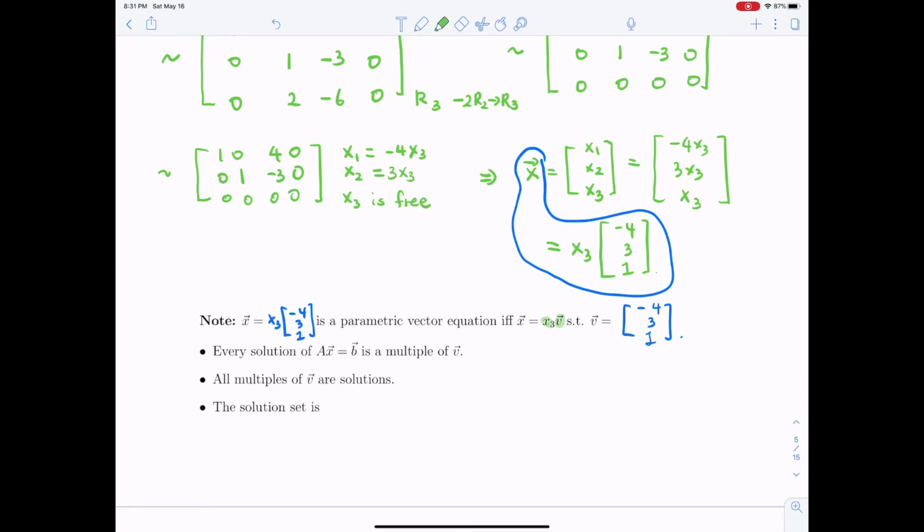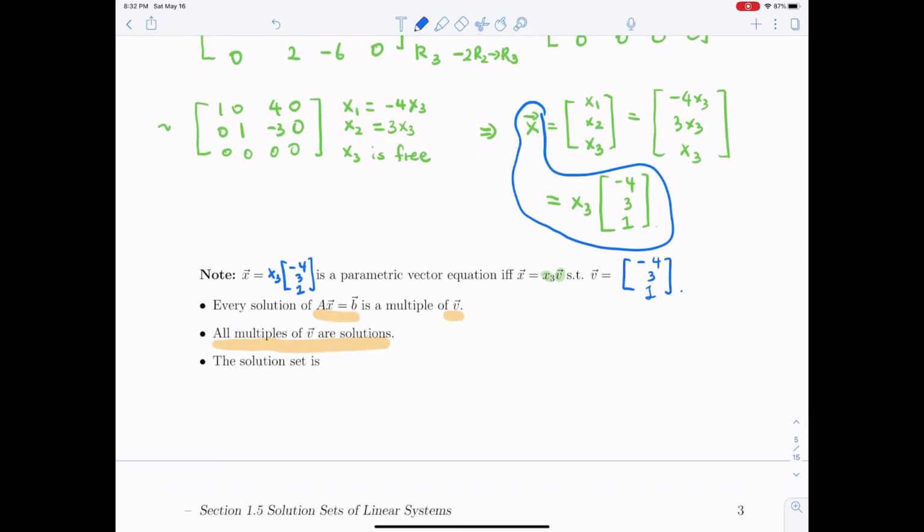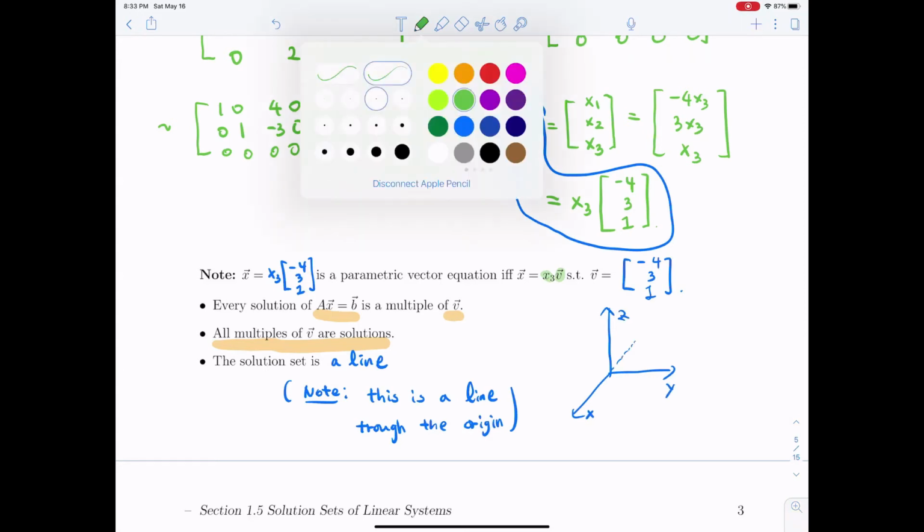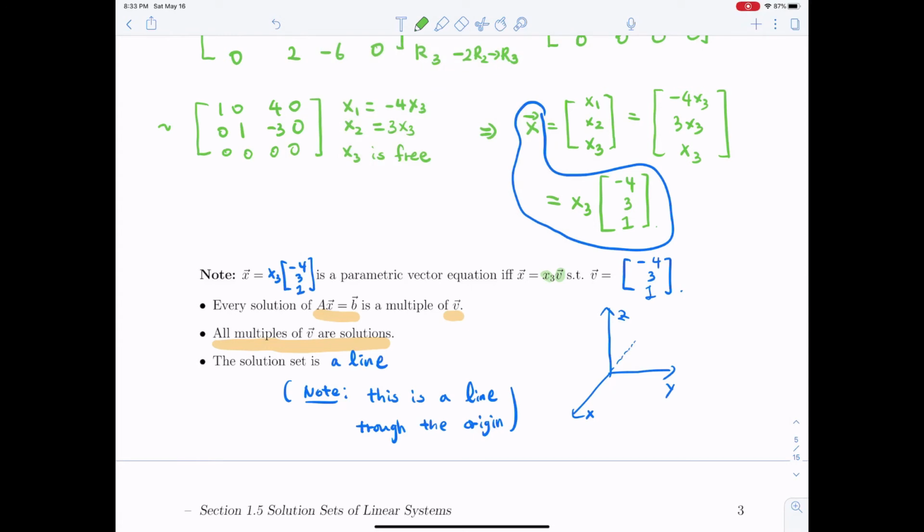So here, the thing you want to note is that we found all solutions of Ax equals b: it is a multiple of v, or in other words, all multiples of v are our solution. And if you draw the solution set, then the solution set is the line that passes through the origin. So if you draw the solution set in xyz coordinates, then the vector v is somewhere around here, and the solution set should look like this.